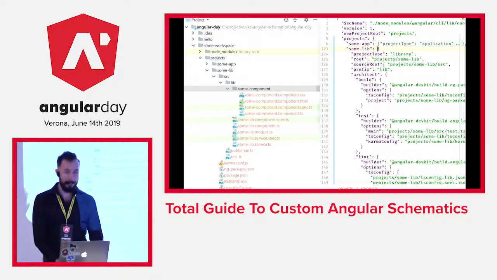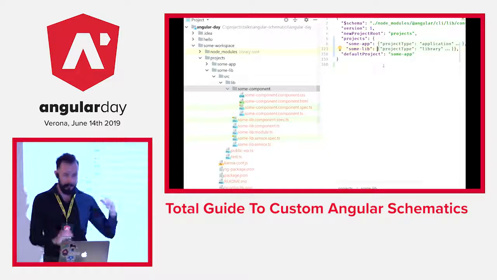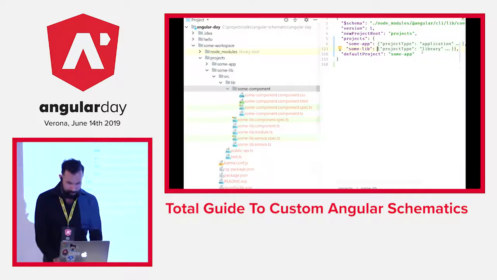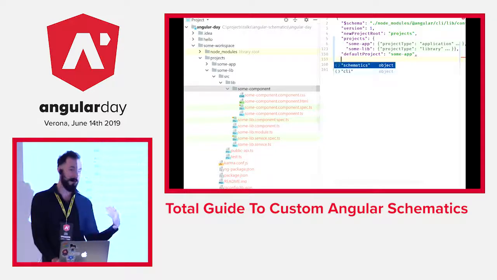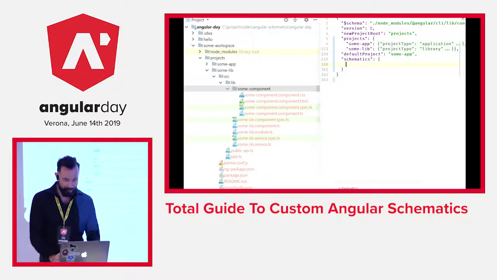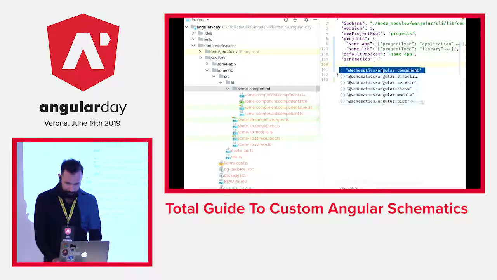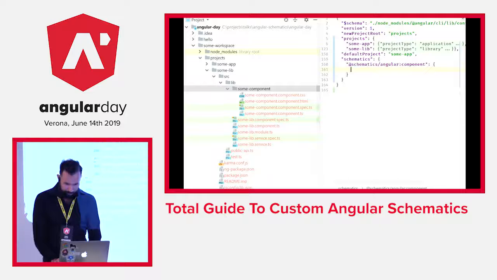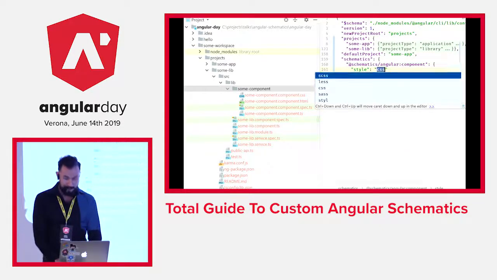So there is also a way to set workspace-wide defaults. If we take it outside, we can say here, like, schematics, and again, I don't have to remember, I just invoke code completion and it's all there. That goes together with the topic of being efficient and not needing to read the documentation. And then I say, okay, for the component, I would like the style to always be SCSS. So that's very convenient.